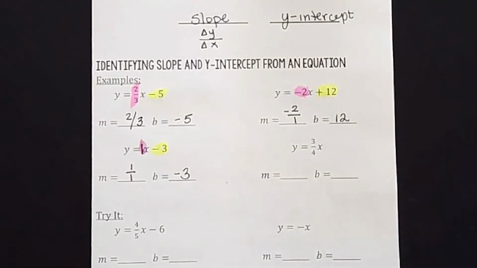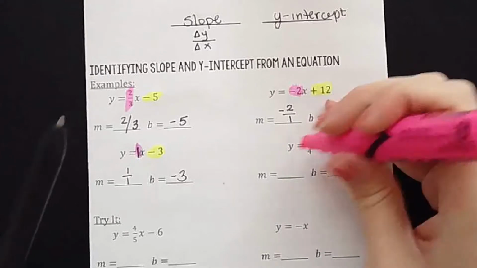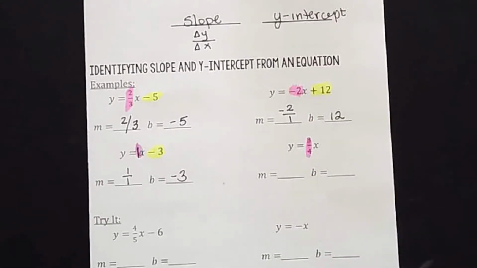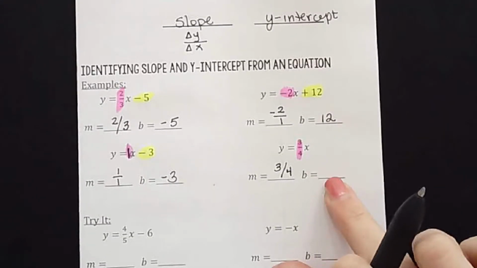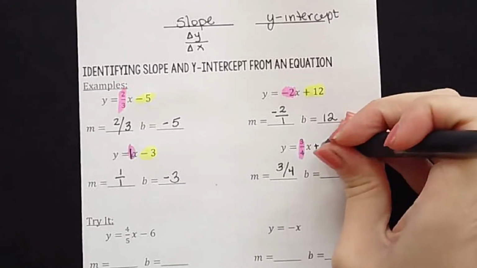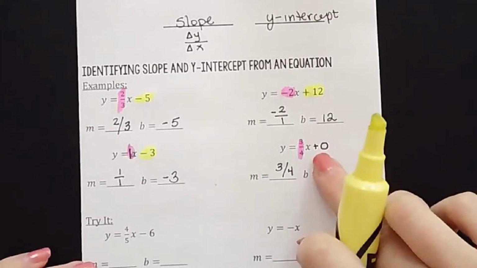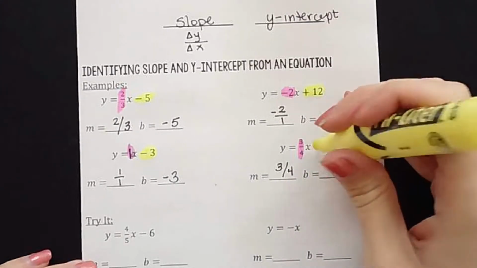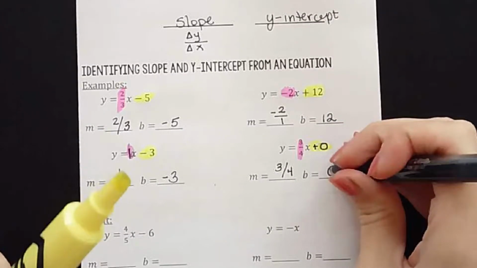The other thing that can get weird happens in our fourth example. So x has a coefficient of 3/4. So my slope is 3/4. What I don't see is b. That's because b in this case is 0. If I'm adding 0, I don't have to write that down because it doesn't change anything in my equation. So the +0 is invisible. And our y-intercept would be 0.